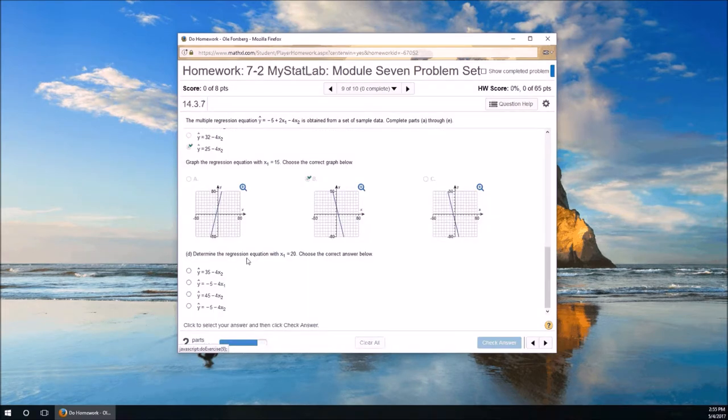Determine the regression equation when x1 equals 20. Okay, so if x1 is 20, 2 times 20 is 40. So y hat is equal to negative 5 plus 40. So that's plus 35 altogether, minus 4x2.